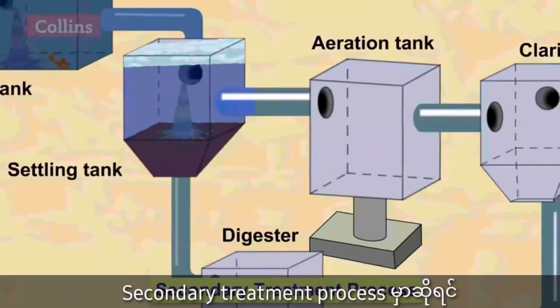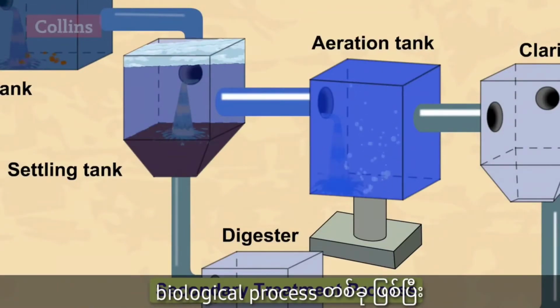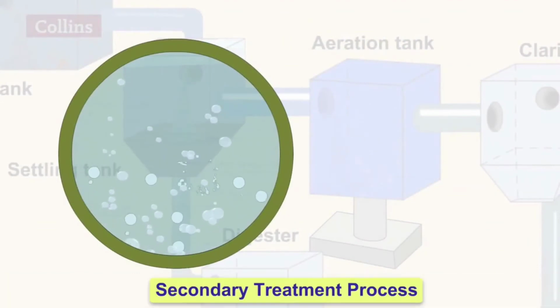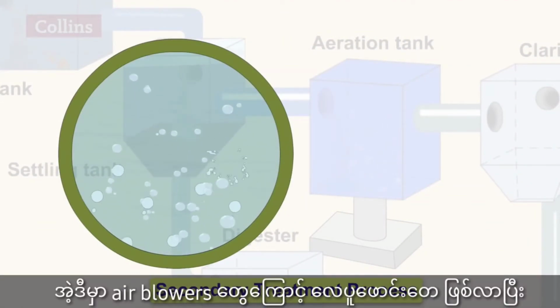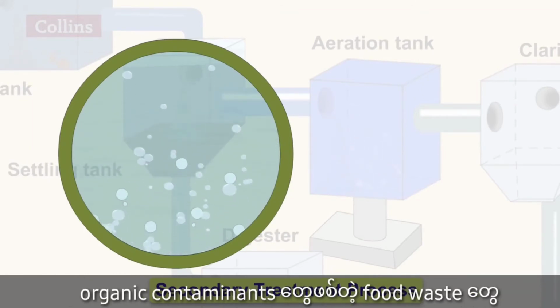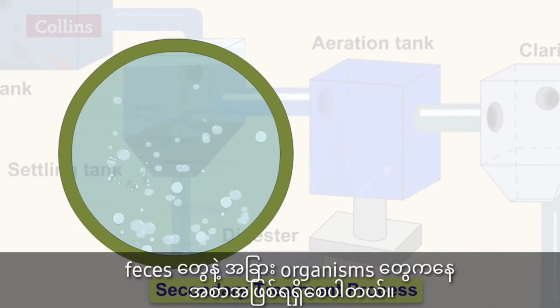In the secondary treatment process, biological or organic wastes are removed. It is a biological process. This is done by transferring the clarified water into an aeration tank, where air blowers bubble air, which helps the aerobic bacteria to grow and feed on the organic contaminants such as food waste, feces, and other organisms.